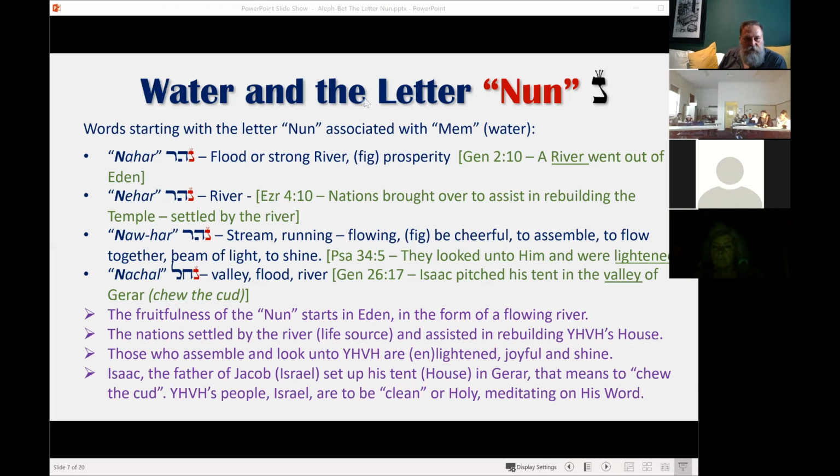The next one, Nahar, it's the same letters, just different vowel points, is translated as stream or running or flowing. Figuratively, it means to be cheerful, to assemble, to flow together. And it's also got the meaning beam of light and to shine.